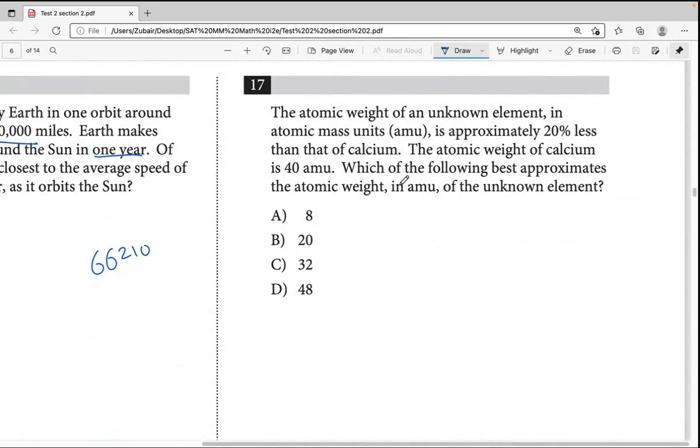Good, good, sir. The atomic weight of an unknown element in atomic mass units (AMU) is approximately 20% less than that of calcium, which is 40. Which of the following best approximates it? 20% less is 32.